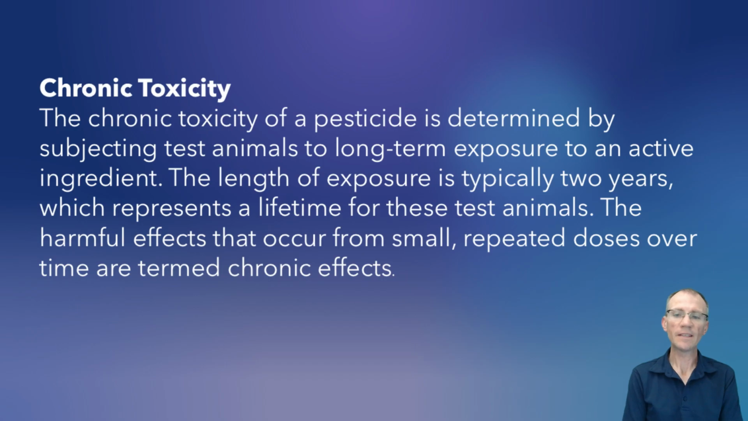Those of you that are going to be taking core pesticide exams really need to remember this. The harmful effects that occur from small, repeated doses over time are termed chronic effects. So these are not acute effects, just a one-time instance. These are small, repeated doses over that period of time. Those are going to be called chronic effects. This is a very common question on core exams.